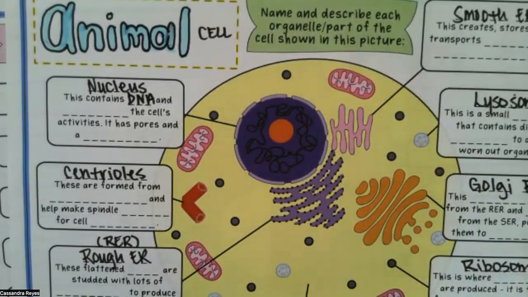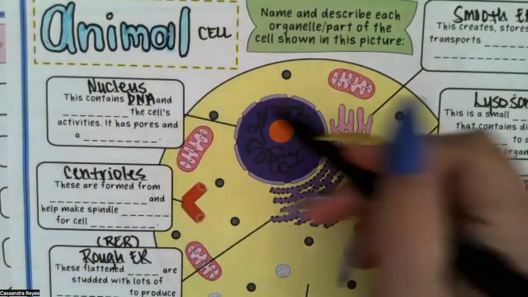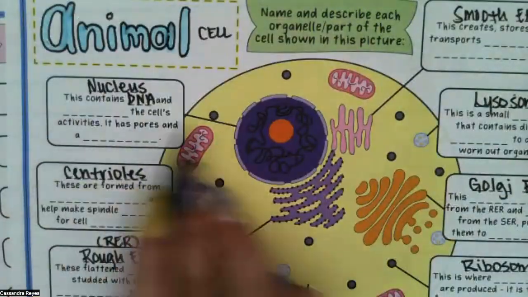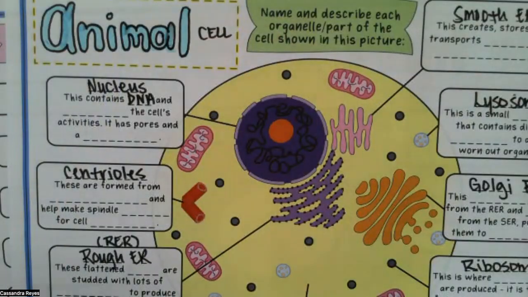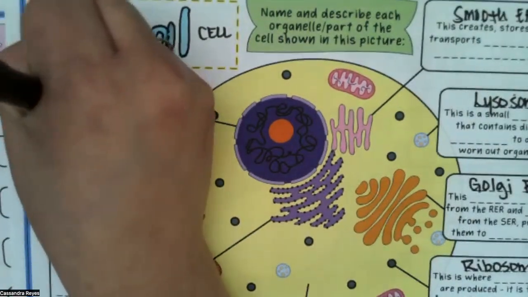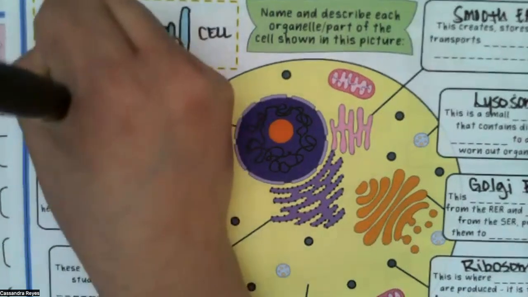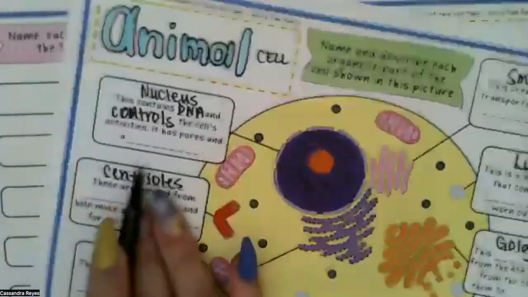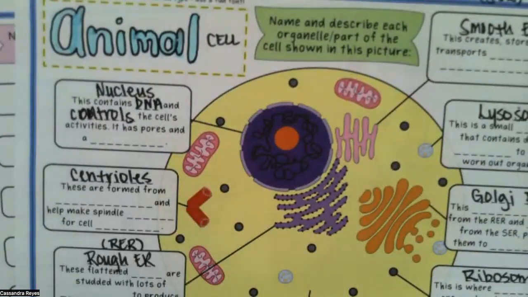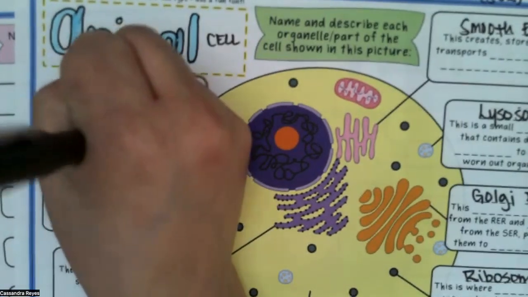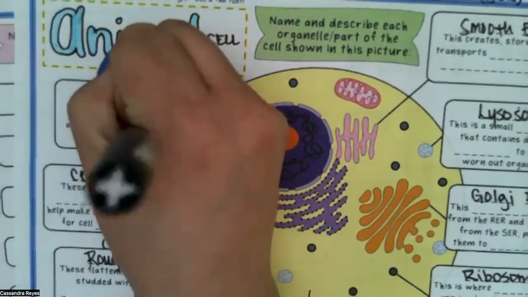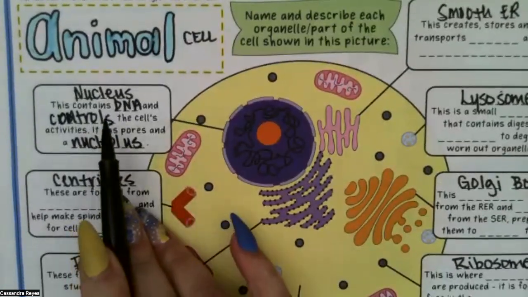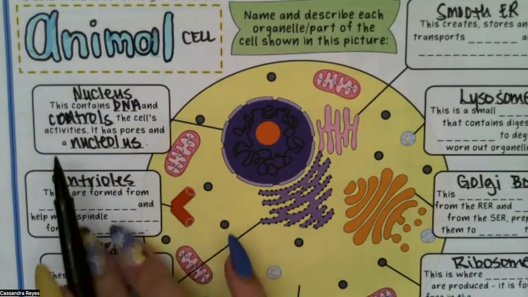And that's kind of important here because when the DNA is in the nucleus, it's actually being protected. The nucleus is going to control the cell's activities. It has pores and what is known as a nucleolus. Okay, the nucleus contains the DNA and it controls the cell's activities.